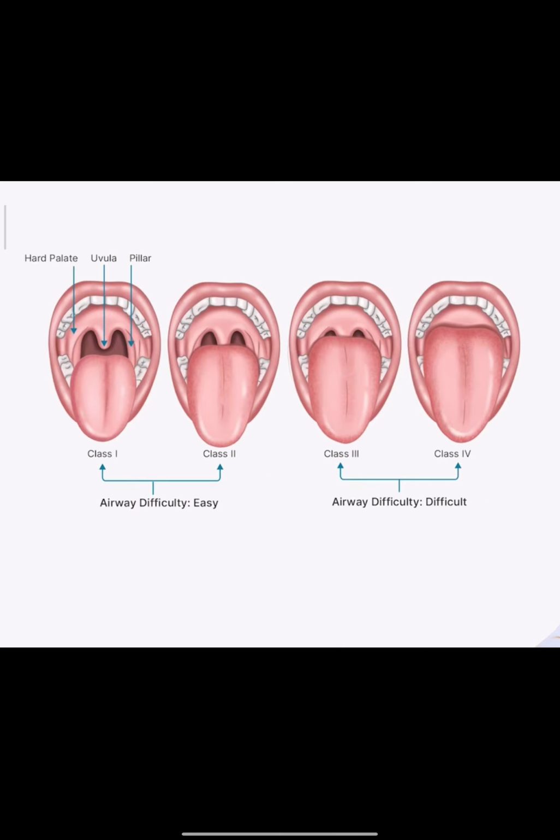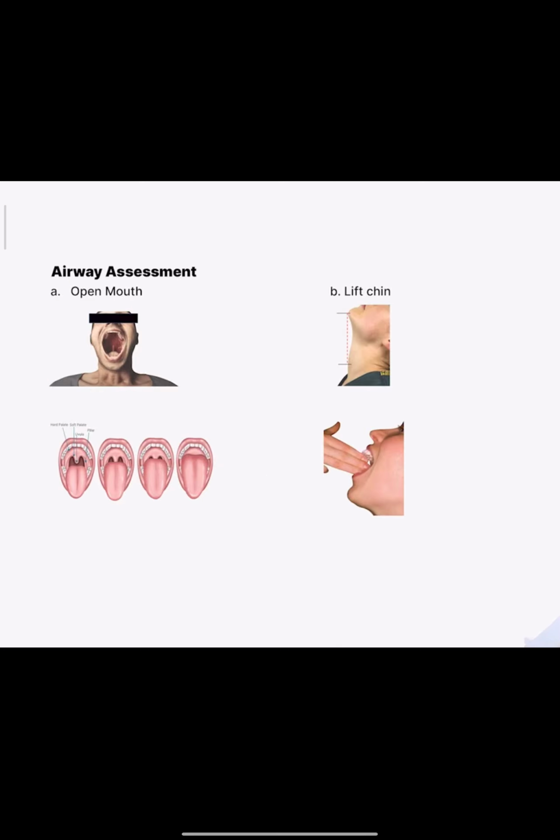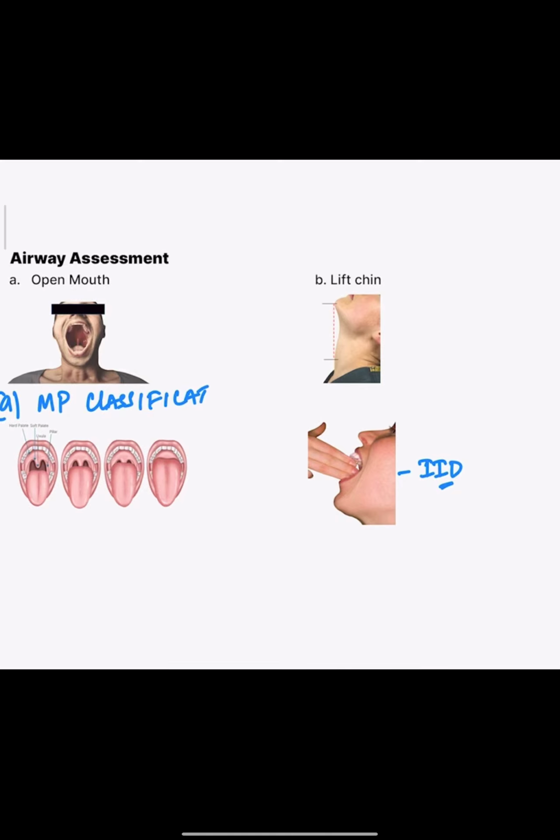Mallampatti classification. But before going to Mallampatti classification, in the airway assessment, when the patient comes to you for a PAC, you tell him to open his mouth and lift his chin. As he is opening his mouth, you will look for two things. The first thing is what, guys? The first thing is Mallampatti classification, which I have discussed with you. And the second thing is what? Inter-incisor distance, IID. So when you tell the patient to open his mouth, you will look for these two things.